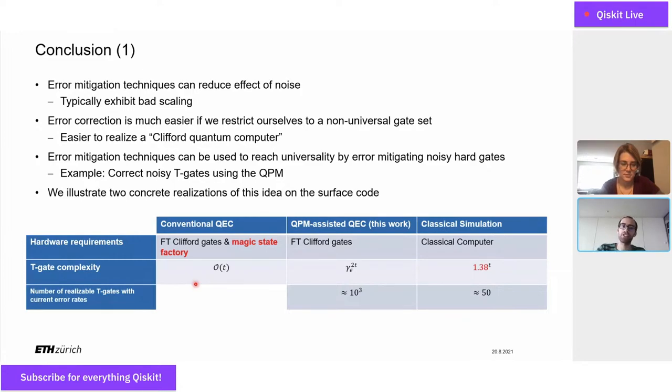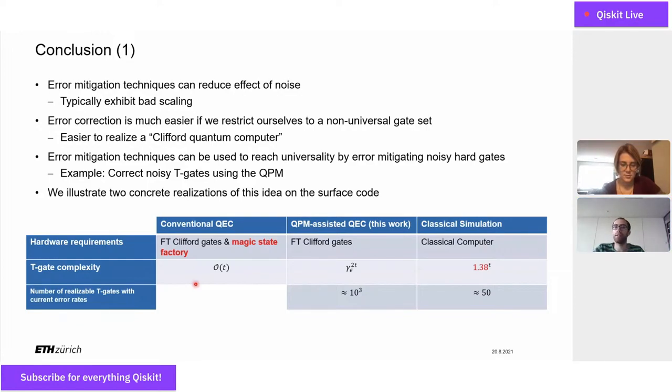And when we look at error correction, it becomes significantly easier. I don't want to say it becomes easy, but it becomes easier if we restrict ourselves to a non-universal gate set. We specifically considered that we have a quantum computer that can realize Clifford gates fault-tolerantly. In principle, you might have different codes where the easy gates are not necessarily Clifford gates. That's actually not something that is fixed in the method. But for our concrete example, we considered the Clifford gates as the easy gates and non-Clifford gates as the hard gates.